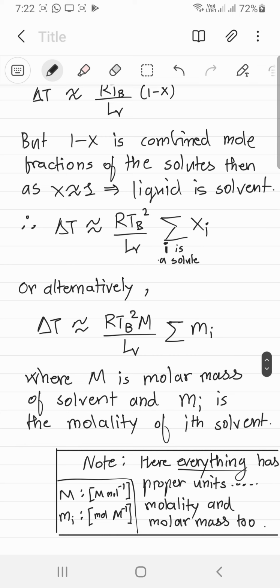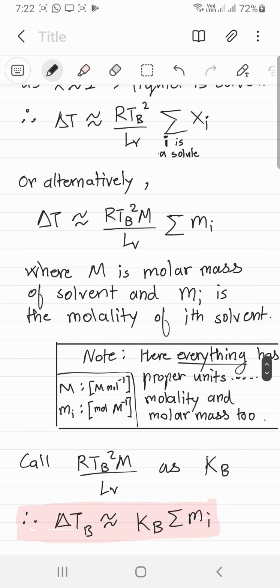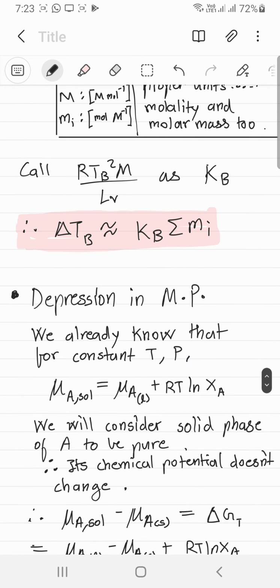So we can write this like this, and then multiply the denominator and numerator by capital M, which is the molar mass in proper units. So it's mass per unit quantity of substance, like kg per mole. If you multiply by that on top and bottom, you can convert the mole fractions to molalities with proper units once again. And finally we arrive at this equation. You just rename R TB squared M upon LV as KB. So now you know how to actually find KB once you are given these values.